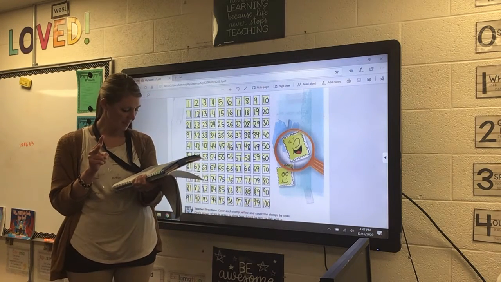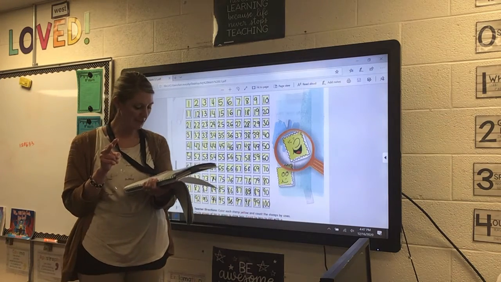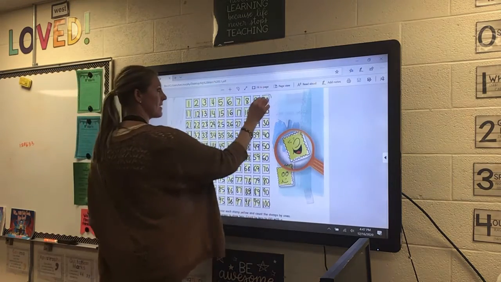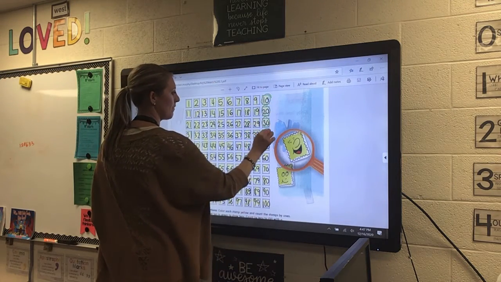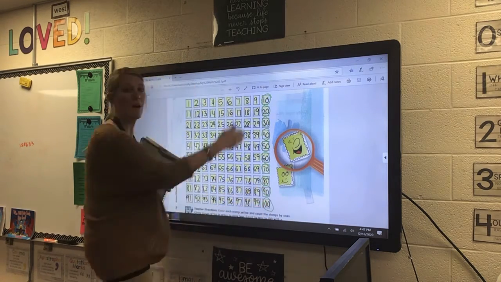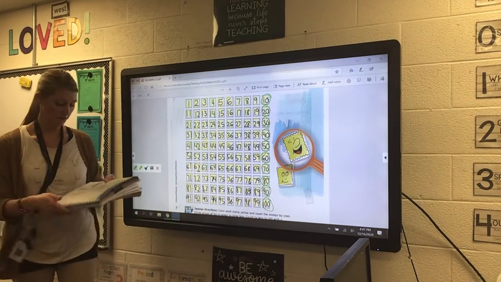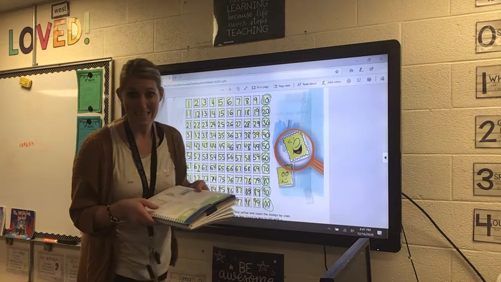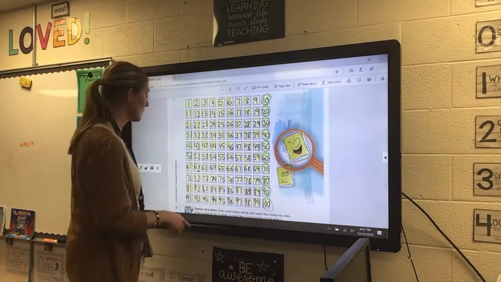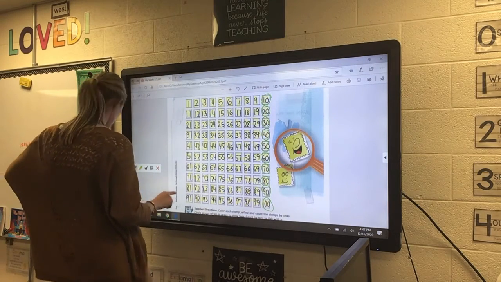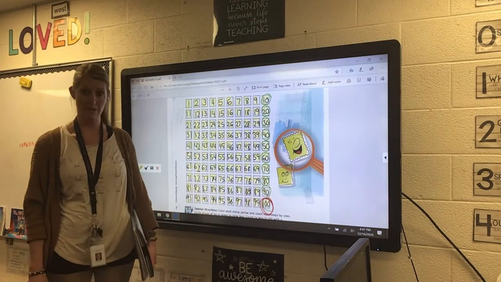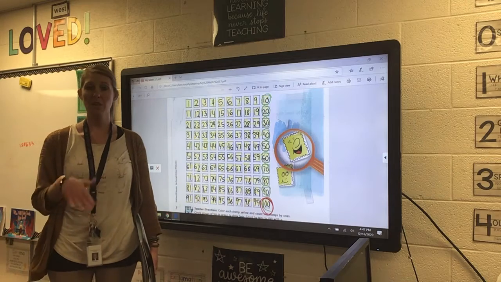The next direction says circle the groups of 10 in green to show the tens. So we know that over here is our tens. 10, 20, 30, 40, 50, 60, 70, 80, 90, 100. All of those on the far right are going to be green. Now the last one says circle 100 stamps in red to show 100. So down here, you are going to circle this 100 stamp, also red, to show that that is 100. Okay, pause the video if you need to catch up.